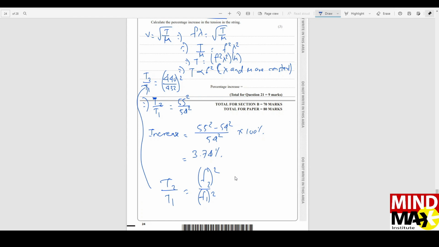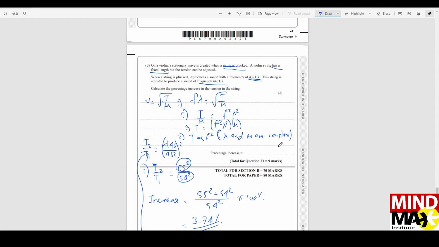From here, the ratio came to 55 squared to 54 squared. So what can we see? We can see that the new tension is 55 squared and the old tension was 54 squared. So the increase is how much? 55 squared minus 54 squared, divided by the original one, 54 squared, into 100%. So it comes to 3.74. The increase comes to 3.74%. That is the percentage increase of the tension if you increase the frequency from 432 to 440 hertz.